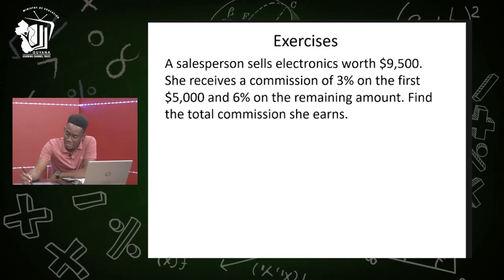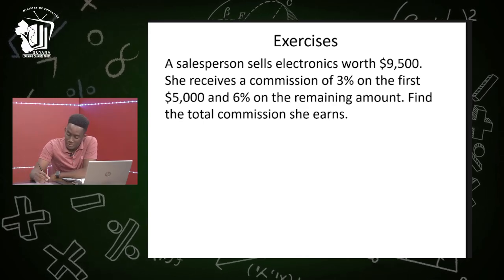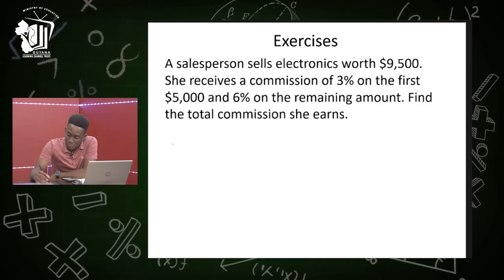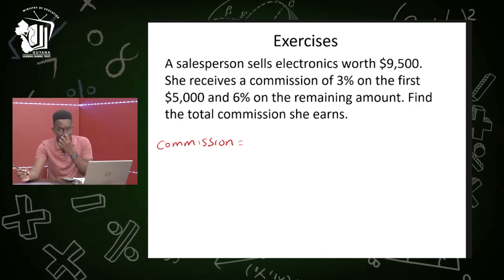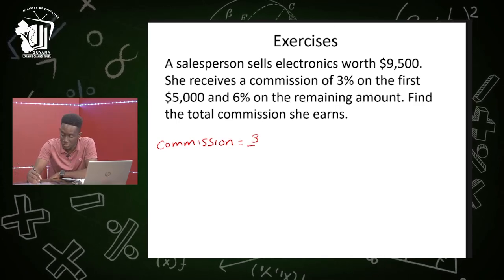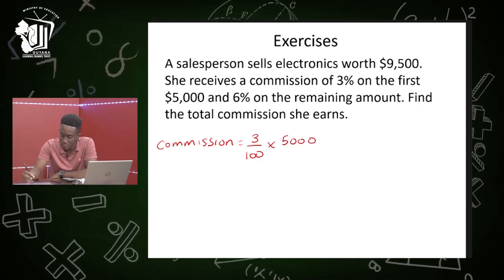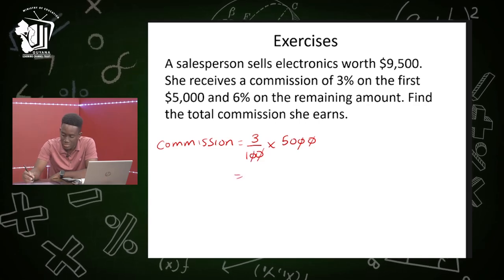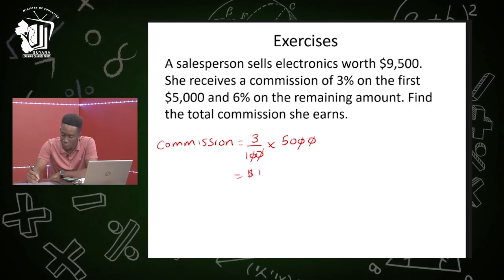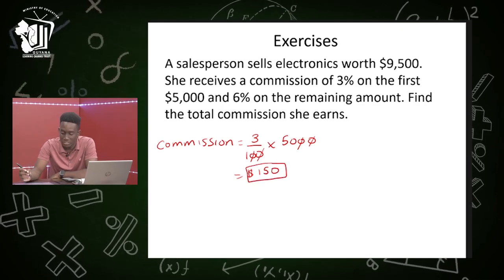So first of all, let's find 3% of the first 5,000. The first set of commission would be 3% on the first 5,000. So this will be 3 over 100 multiplied by 5,000. So this 0 goes with that 0, this 0 goes with that 0. 3 times 50 would give me $150. So this is the first set of commission that she will earn.